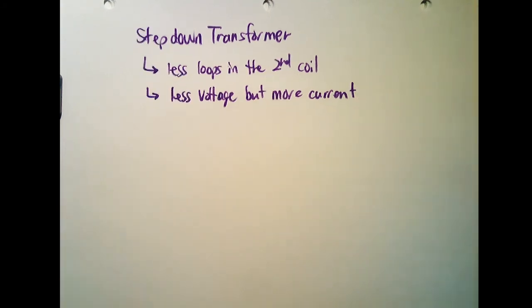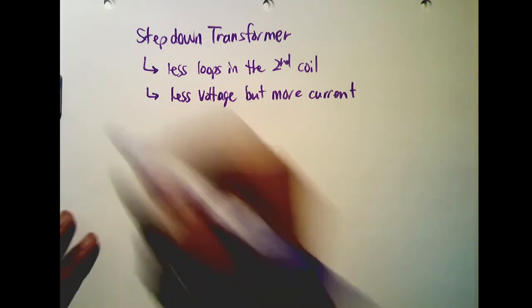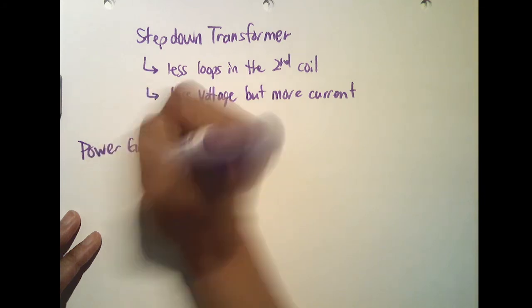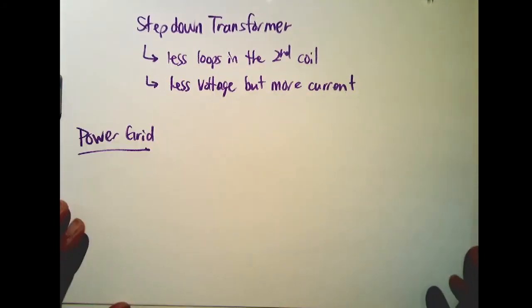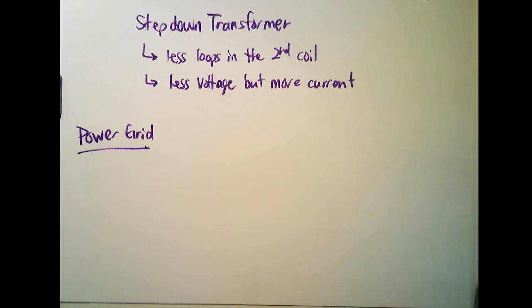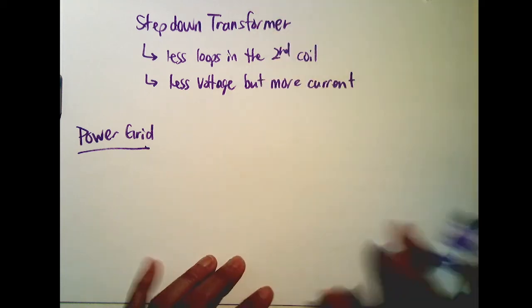Okay, so let's talk about our power grid. All right. So our power grid, how is that set up? Well, basically, you're going to have the electrical power plant or electrical generating station. And there's actually 2 different ways of turning the turbine. All right. And then I'll show you how transformers are built into the power grid.